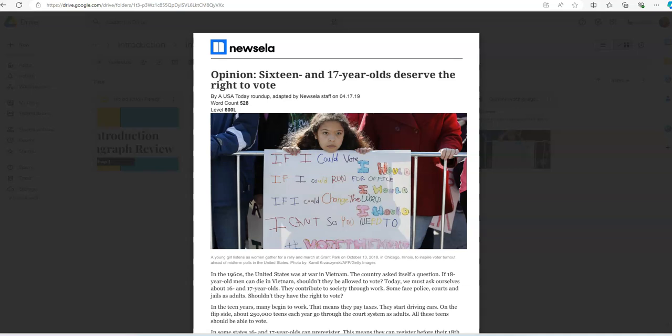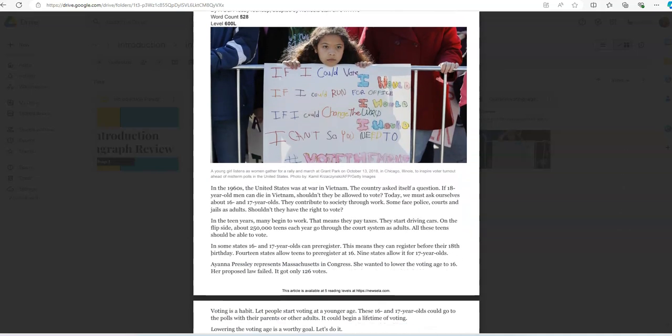This article is called 16 and 17-year-olds Deserve the Right to Vote. In the 1960s, the United States was at war in Vietnam. The country asked itself a question. If 18-year-old men can die in Vietnam, shouldn't they be allowed to vote? Today, we must ask ourselves about 16 and 17-year-olds. They contribute to society through work. Some face police, courts, and jails as adults. Shouldn't they have the right to vote?